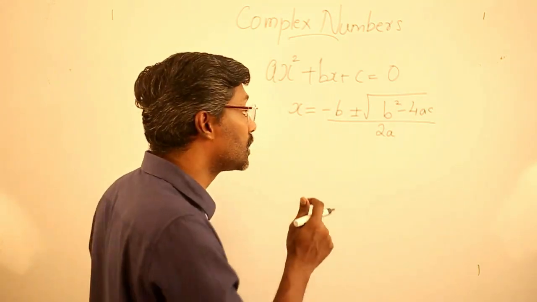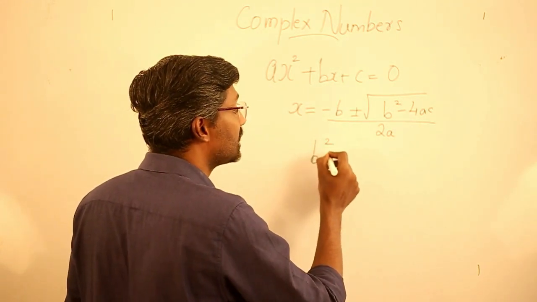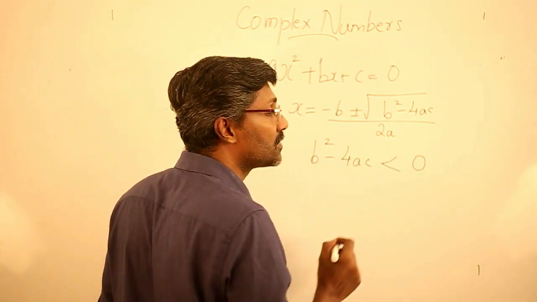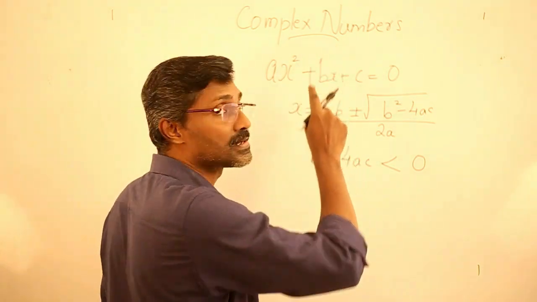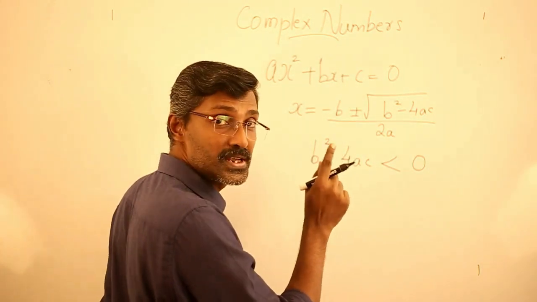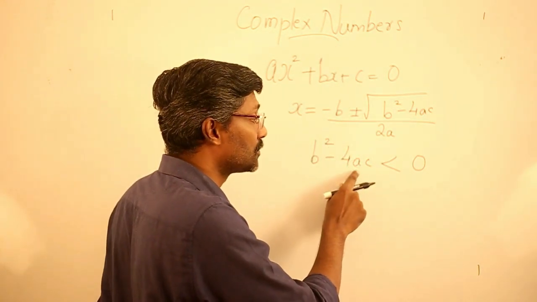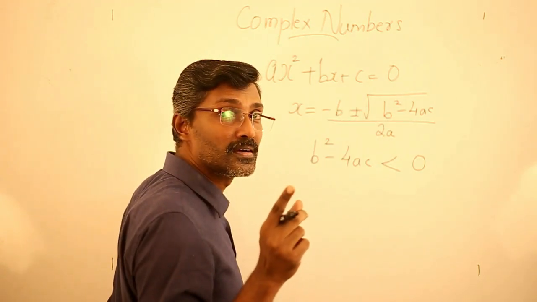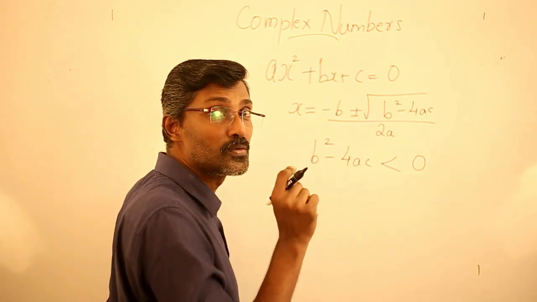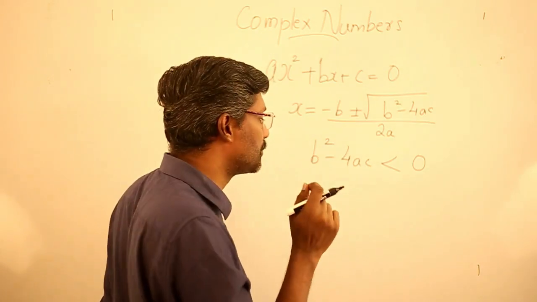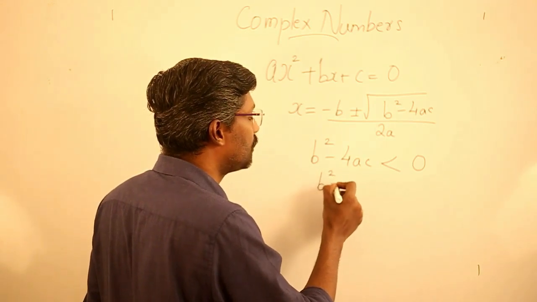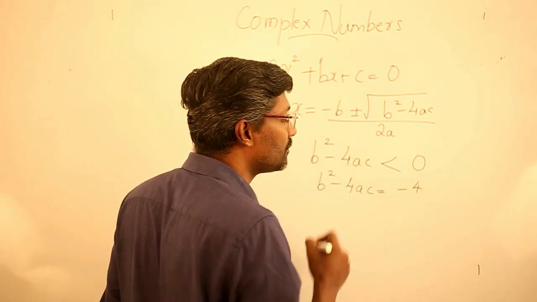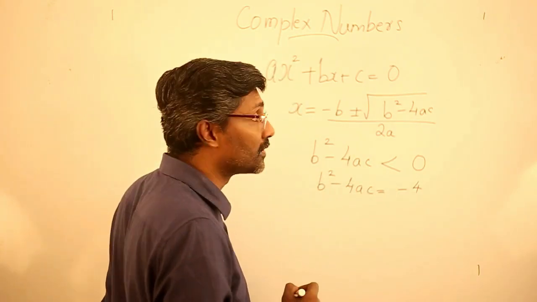And what if b² − 4ac is less than 0? That is the most interesting part because we are learning the chapter complex numbers. And if b² − 4ac is less than 0, that means it is negative, then we have square root of a negative number, and that's when you get root of minus 1. For example, if b² − 4ac you get as say minus 4, what will happen?